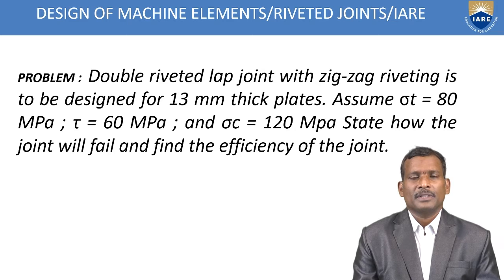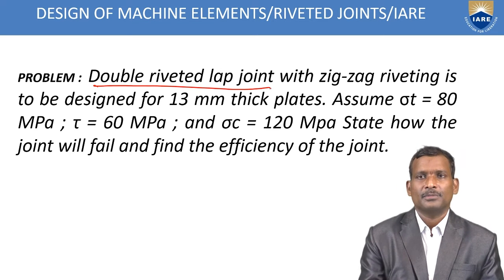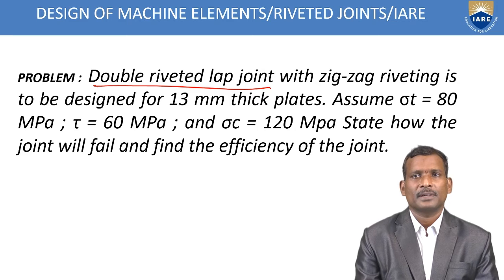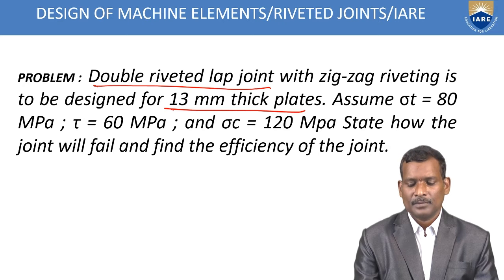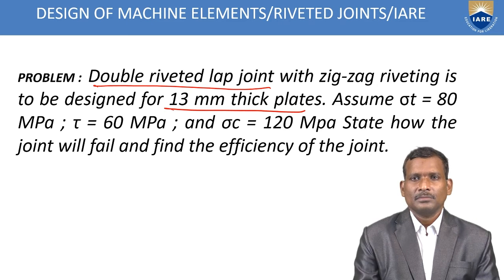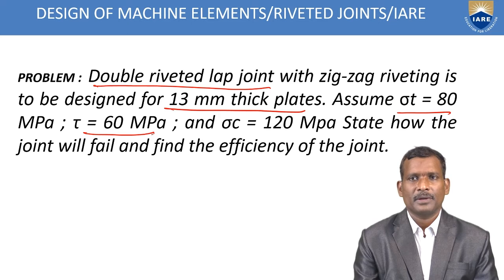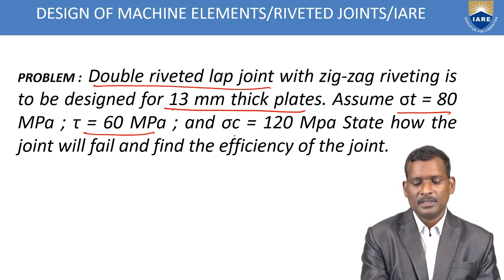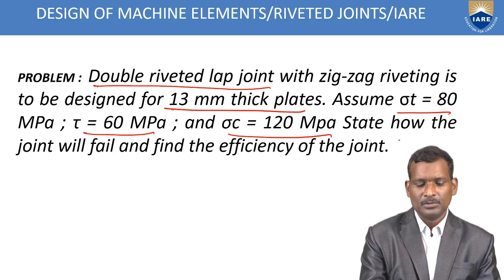Here the given problem is a double riveted lap joint with zigzag riveting. The riveting is to be designed for 13 mm thick plates. The thickness of the plates is 13 mm. Assume tensile stress 80 megapascal, shear 60 megapascal and sigma C 120 megapascal. State how the joint will fail and find the efficiency of the joint.